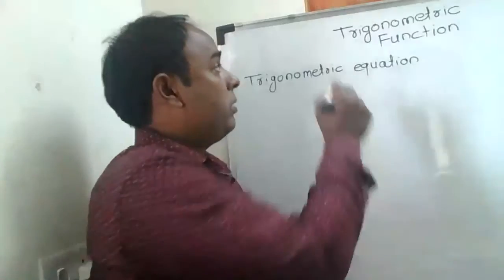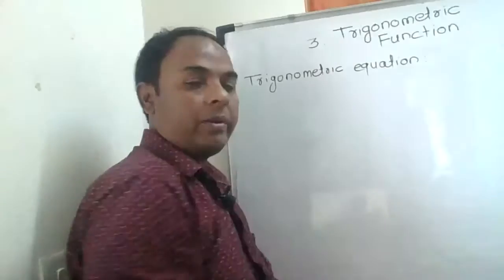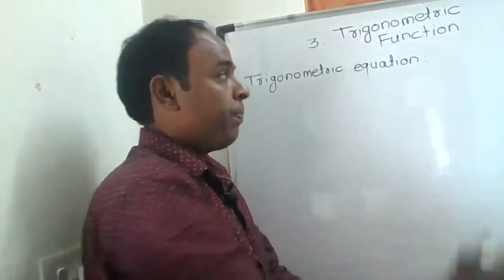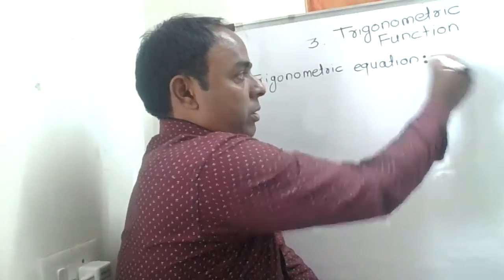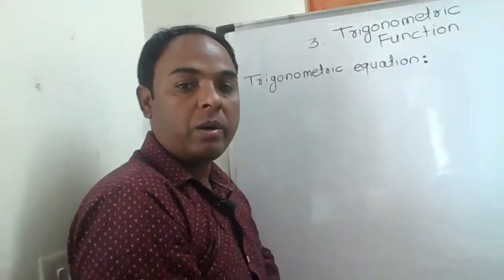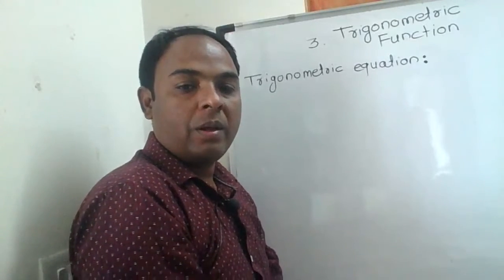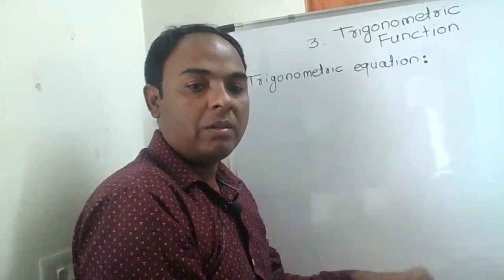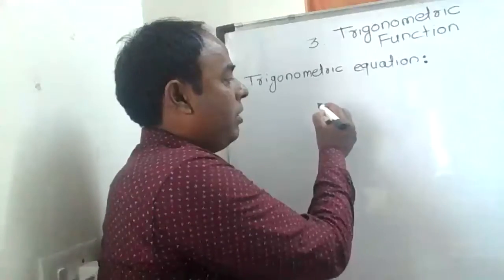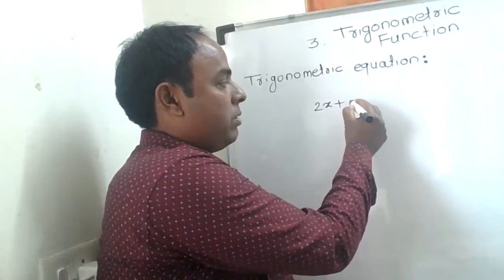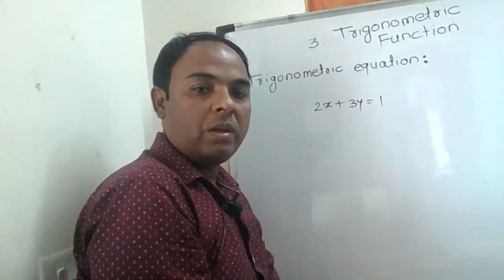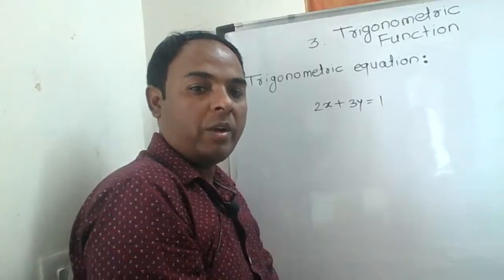Now let us see today's third topic of mathematics, part one, that is trigonometric functions. So what is a trigonometric function? In that we are going to see what a trigonometric equation is. Now, equations, like the simultaneous equations we have seen in the 10th standard. What is that? 2x plus 3y equal to 1. Okay? Now it is the same thing, trigonometric equations.